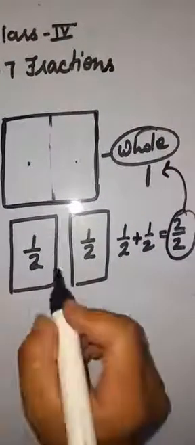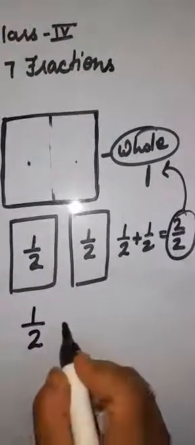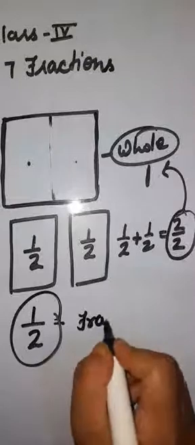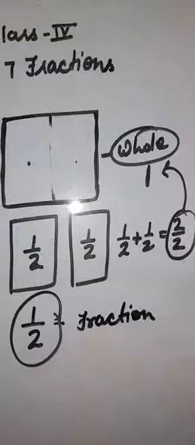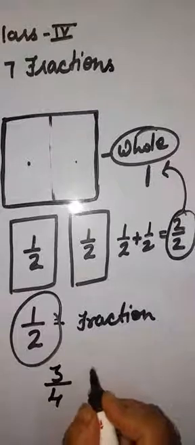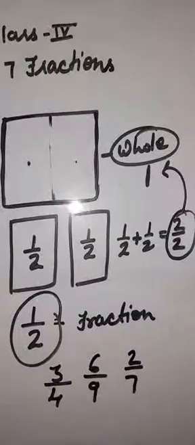Alright children. So this I have denoted here as 1 out of 2. This is a fraction. So what is a fraction? A fraction shows part of a whole. The whole can be a region or a collection. Whole क्या हो सकता है? Region भी हो सकता है, collection भी हो सकता है. Okay. So some fractions I am writing here like 3 upon 4 and 6 upon 9 and 2 upon 7. All these are fractions.